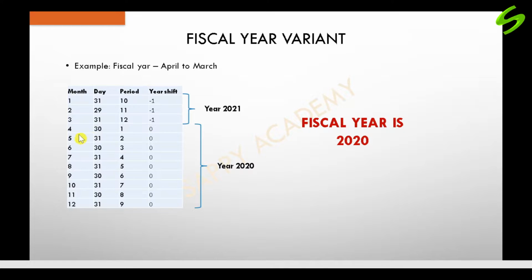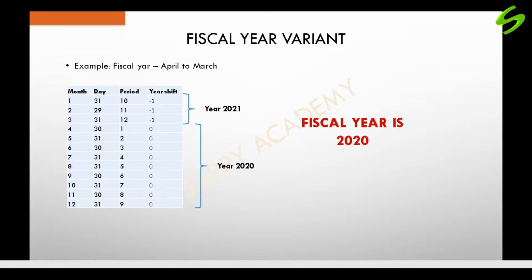Look at this. So for April to December, I have defined the year shift as 0. That means I'm telling the system to consider the fiscal year as 2020. Now, for January, February and March, I have given -1. So I'm telling the system to actually go back 1 year and consider 2020 as the fiscal year for even these 3 periods. So for all these 12 periods, the system will treat the fiscal year as 2020. So this is how we define the fiscal year variant using the year shift.